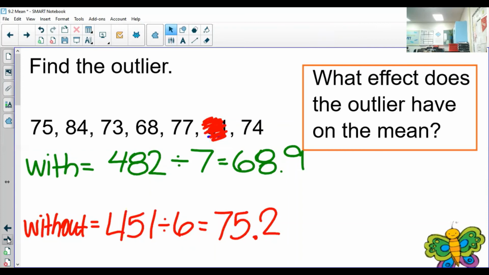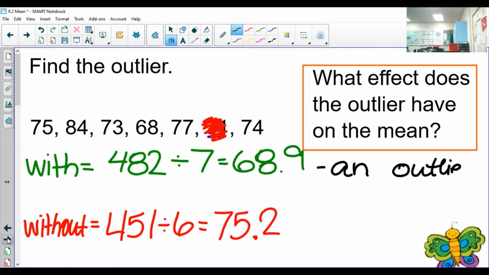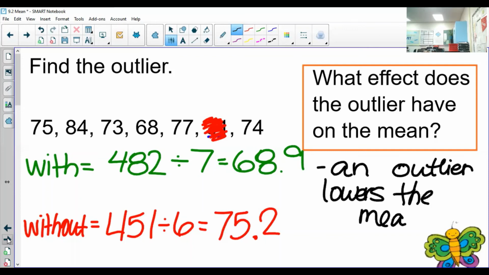So having an outlier in this case lowers the mean. See how we have 68 there with it? Let's do one more like that, just to make sure.